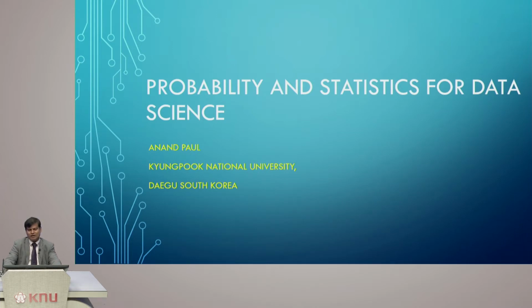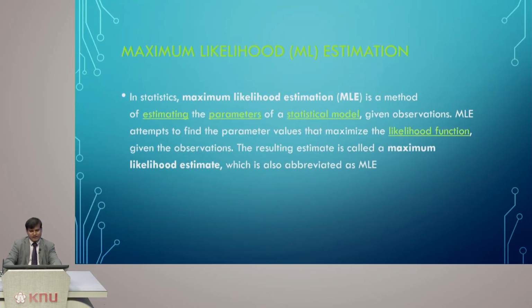Let's see how this can be done, and in the long run how this can also help in some simple machine learning processes as well as in data analysis. So as an introduction, I want to talk about maximum likelihood estimation. In statistics, maximum likelihood is a method of estimating the parameters of a statistical model given observations. Maximum likelihood estimation attempts to find parameter values that maximize the likelihood function.